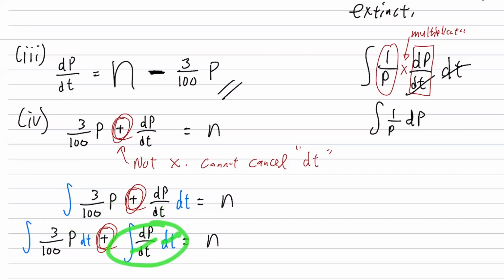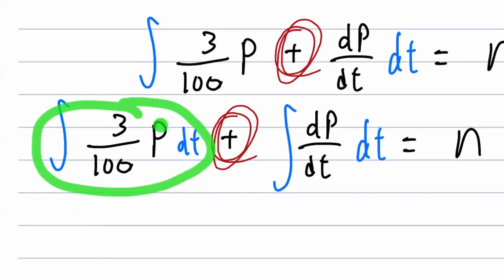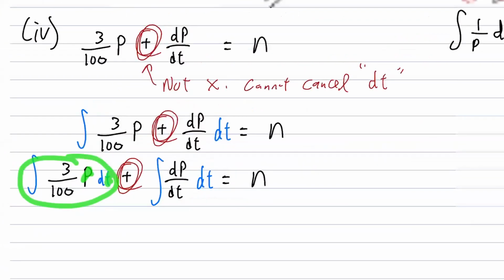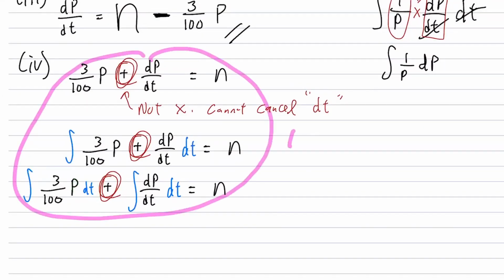This part, dt can cancel. Correct. You're integrating 1 with respect to p. But this part cannot. P and t are different variables, you cannot solve. So that's why plus over is not a good idea. So this does not work. Bad.